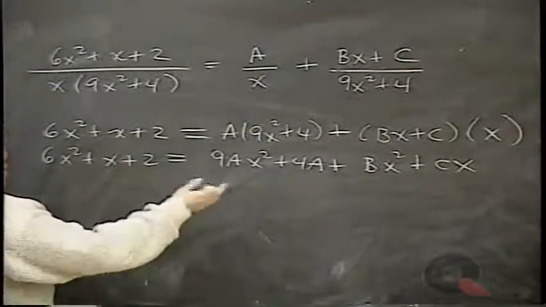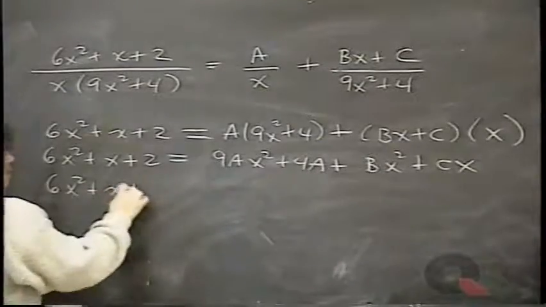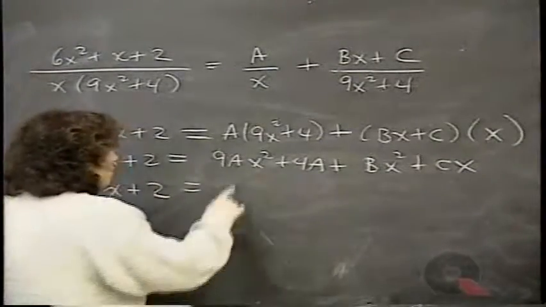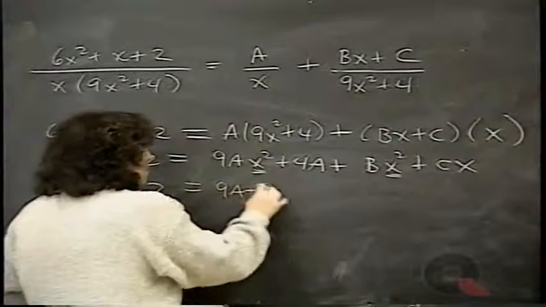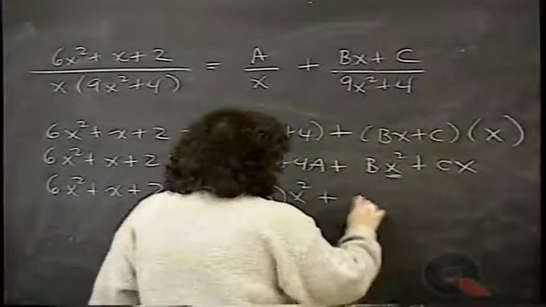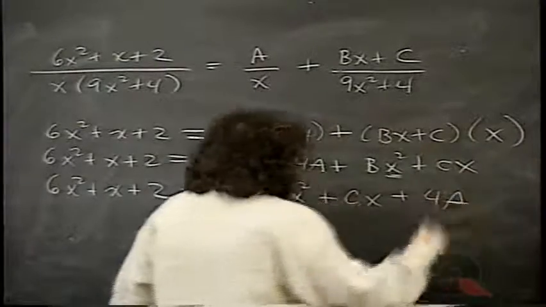And I want to make the right side look like the left side. The left side is something times x squared plus something times x plus a constant. So I have two terms with x squared. So I'm going to make it 9a plus b times x squared. Then for x, I only have one term, cx, and then the constant 4a.